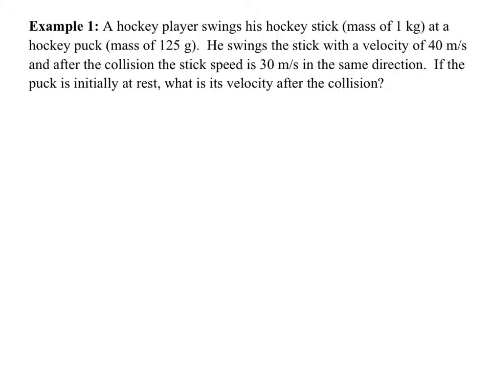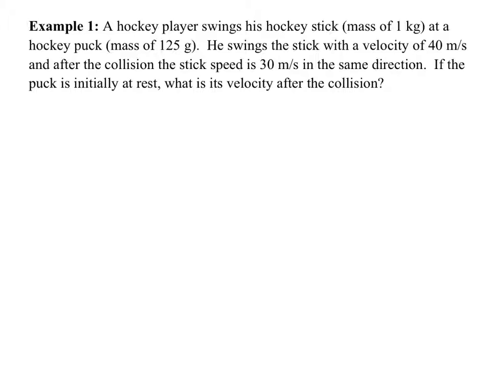So a hockey player swings his stick that has a mass of 1 kilogram at a hockey puck, which has a mass of 125 grams. Notice the different units right away. He swings the stick with a given velocity of 40 meters per second. After the collision, the stick speed is 30 meters per second in the same direction. So we have to figure out what is the actual speed of the hockey puck itself after the collision.